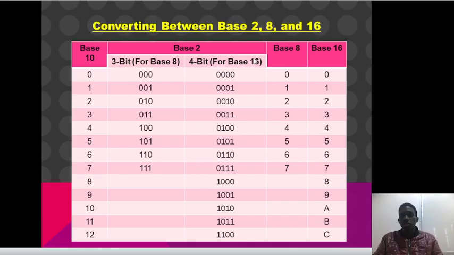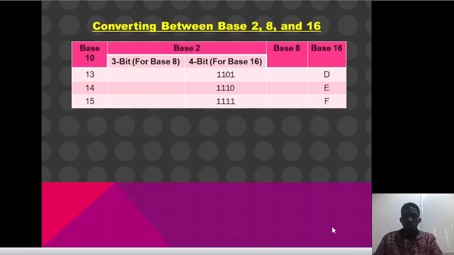So remember that base 2 only has ones and zeros, base 8 only has numbers from 0 to 7, and base 16 has numbers from 0 all the way to 15. We know that 15 in base 10 is equivalent to F in base 16, and that's why the table ends in 15. The entire table ends in 15 because that's the highest digit we have for base 16. Base 16 goes all the way to F, that's 15 in base 10.